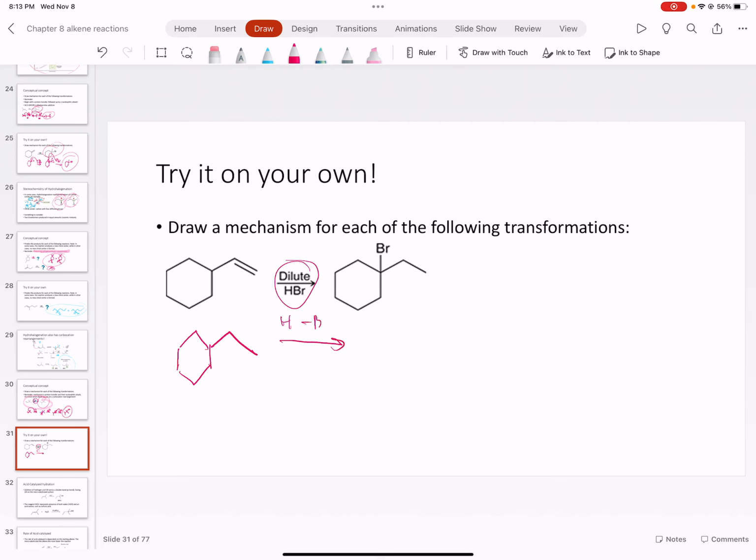So then we have HBr. We're gonna put our hydrogen on the least substituted, and the bromine on the more substituted. Let's see, I'll grab this. This one will become positive. I have to see if it's possible to do a carbocation rearrangement.